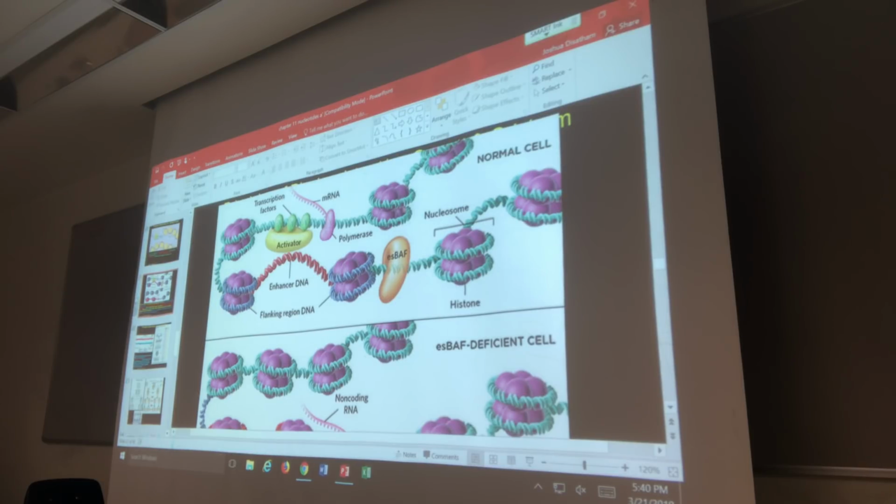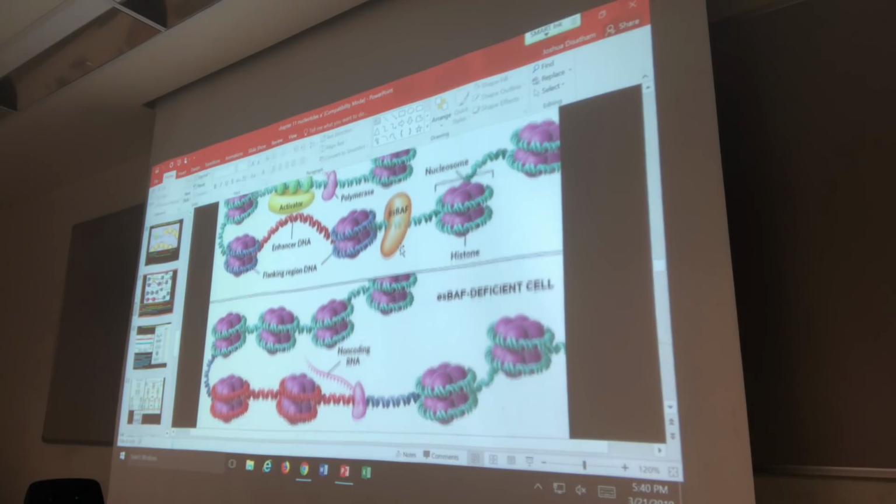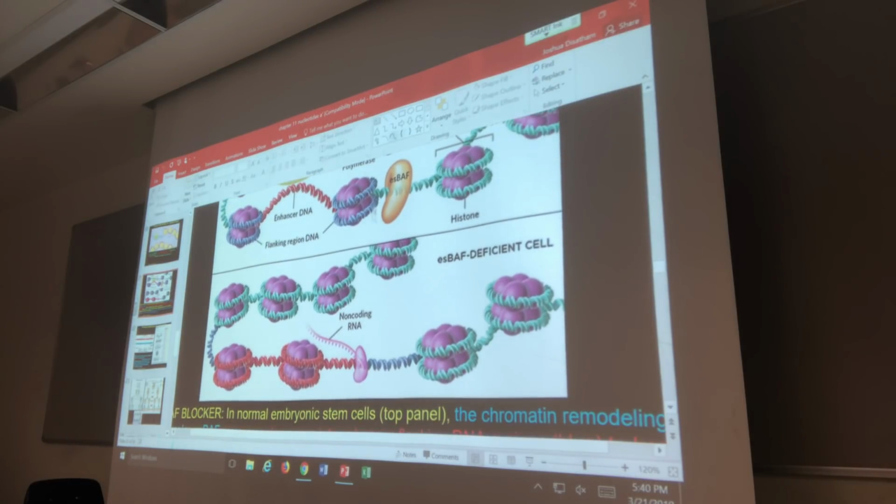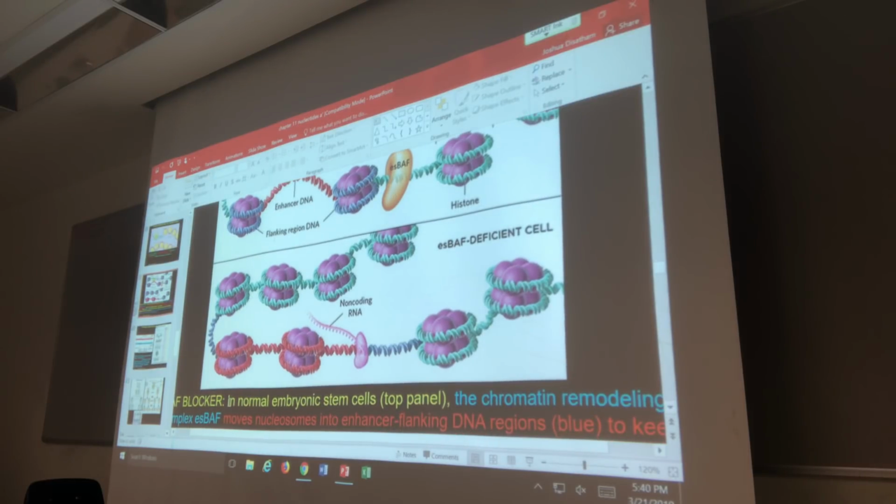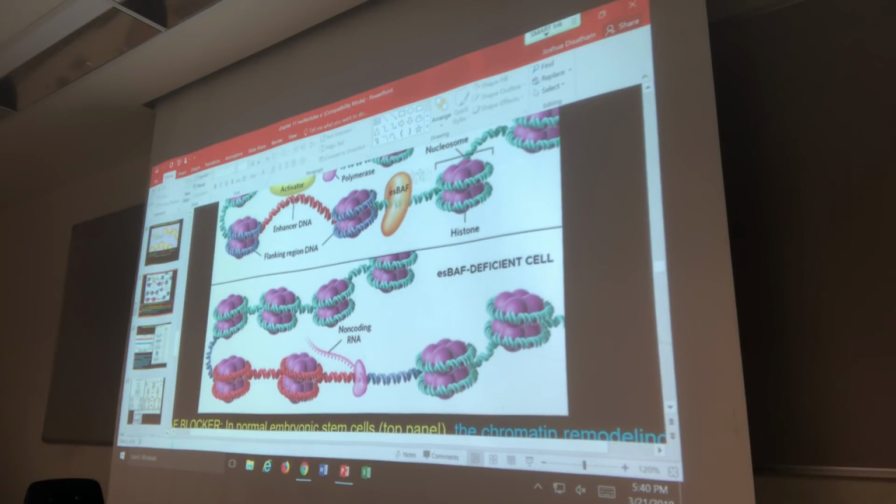So that's all this thing normally does, is it keeps these things open. So what happens if you mess with that enzyme? That's what this bottom picture illustrates here. If you mess with this enzyme by using what's called a BAF blocker, it no longer is able to remodel chromatin. It is no longer able to mess with the nucleosomes and how they're positioned in DNA.